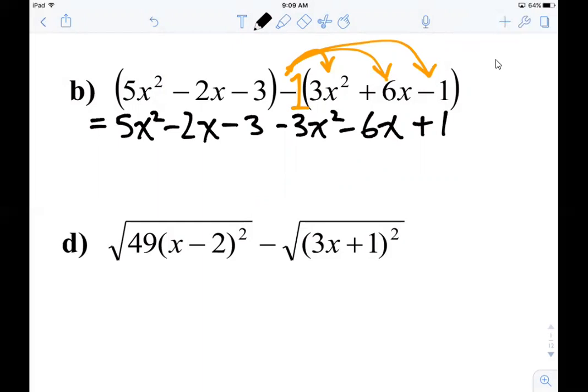Now I'm not going to get all colorful when I collect my terms anymore, but I can see that I have 5x squared and subtract 3x squared, so that would be like 2x squared. I have negative 2x's, and then I subtract 6x's, so that's like negative 8x's. And I have negative 3, and then I add 1, so that's going to give me minus 2. Now, if you do find it helpful to color code these and underline the like terms in different colors like I did in that first example, you're definitely more than welcome to do that. But I'm not going to be doing that in each example that you see, because once you've seen it once, I think you guys know how to do that.